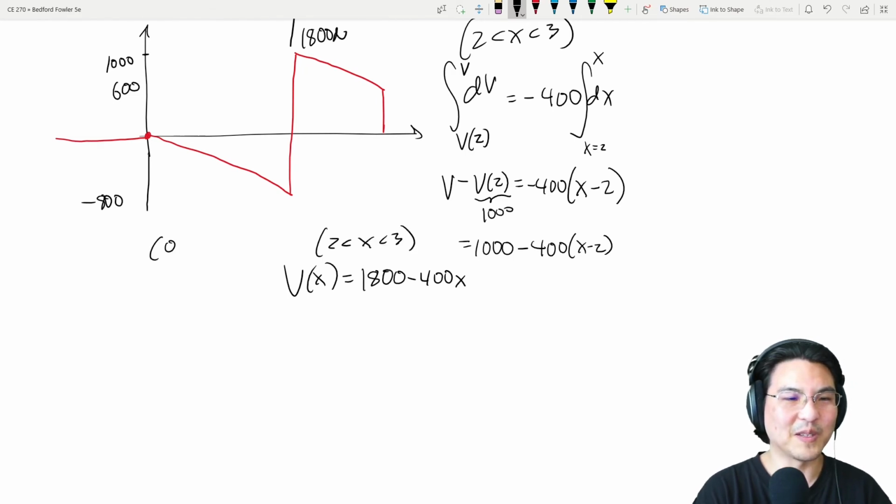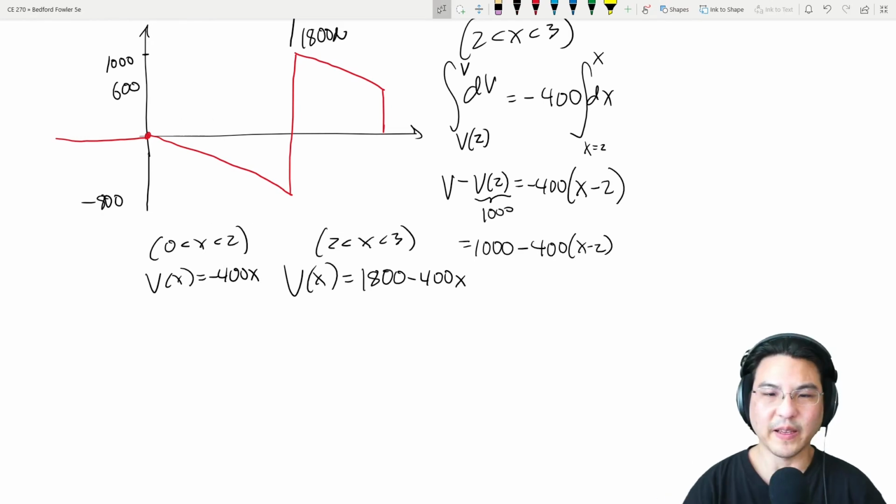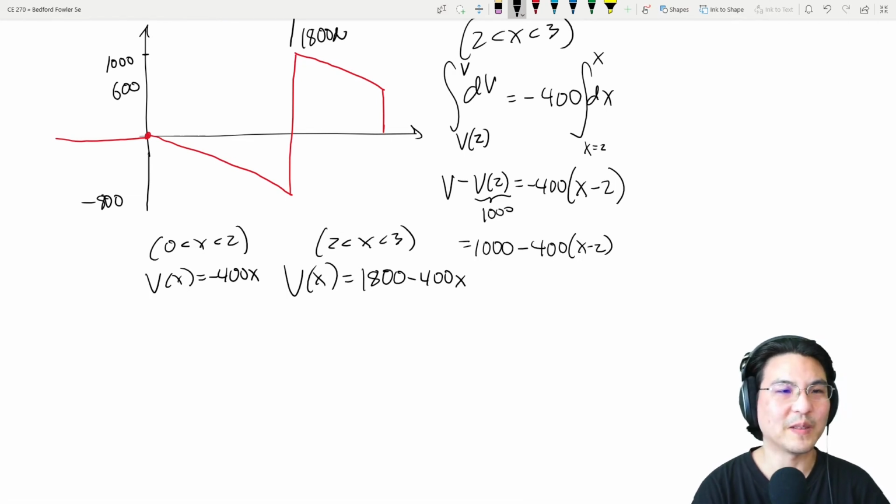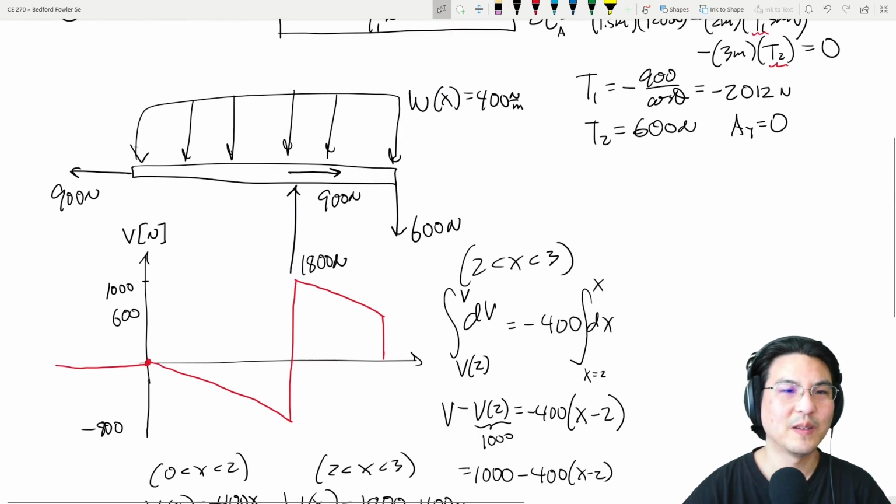And then between 0 and 2, it was minus 400x, right? Okay, now how about bending moment? So what's the relationship? Let's take a look. There's no couples or anything acting anywhere.